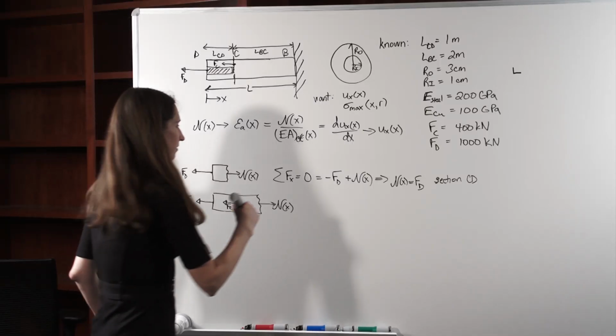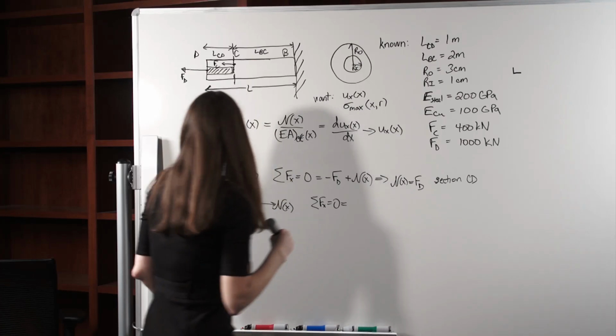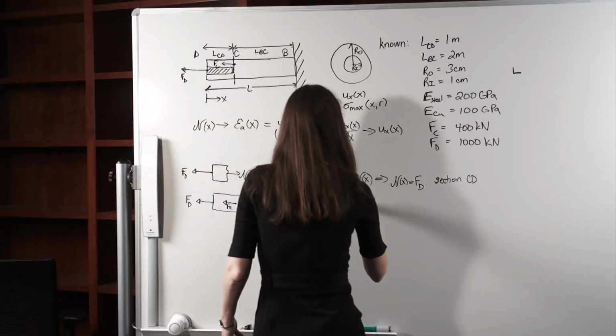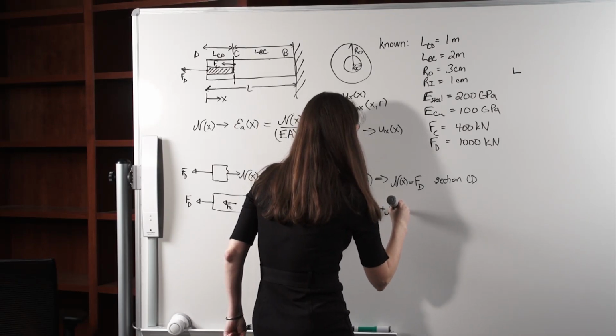Okay, so now let's do our equilibrium again. Sum over Fx equals 0 equals minus Fd minus Fc plus n of x.